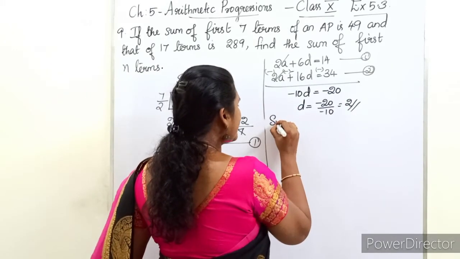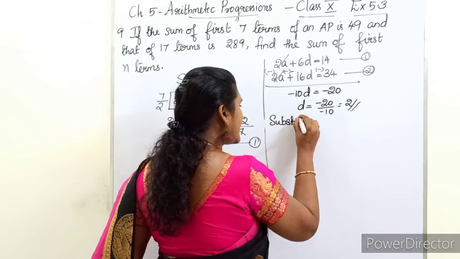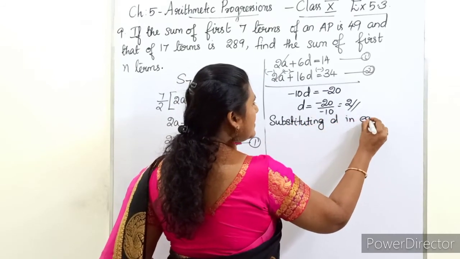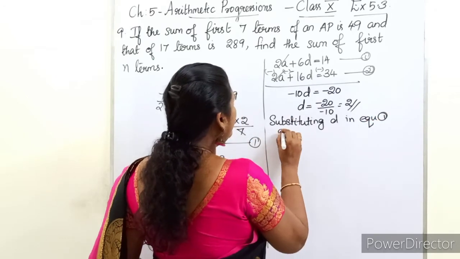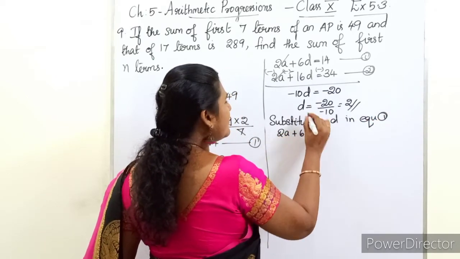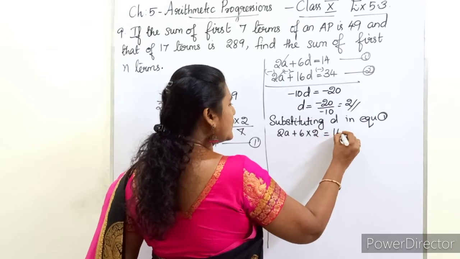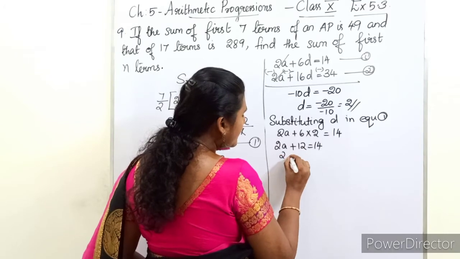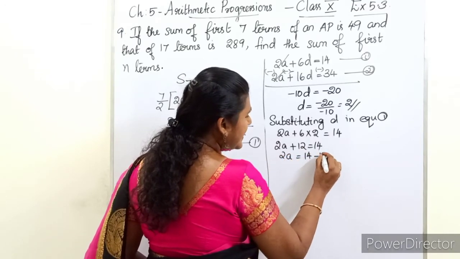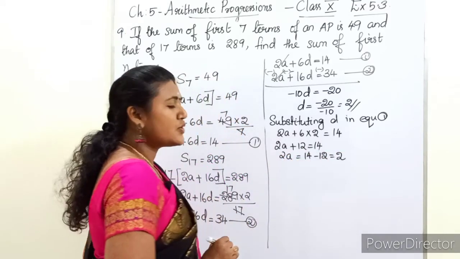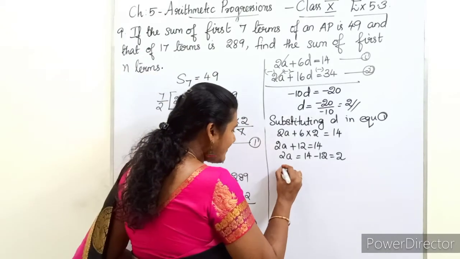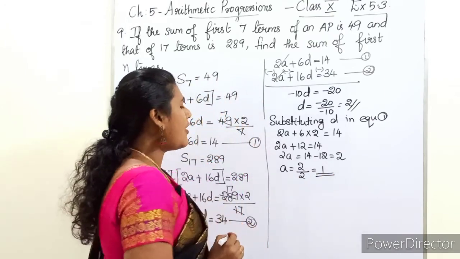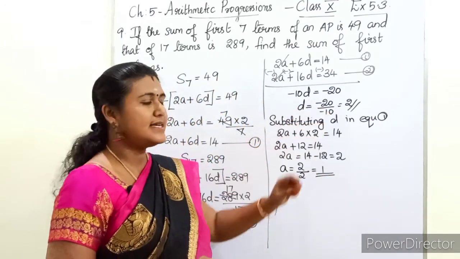This value we will substitute in the first equation. So substituting d in equation 1: 2a plus 6 into the value of d, which is 2, is equal to 14. So 2a plus 12 is equal to 14. So 2a is equal to 14 minus 12, which is equal to 2. So the value of a is 2 by 2, which is 1. So we got a equal to 1 and d equal to 2.